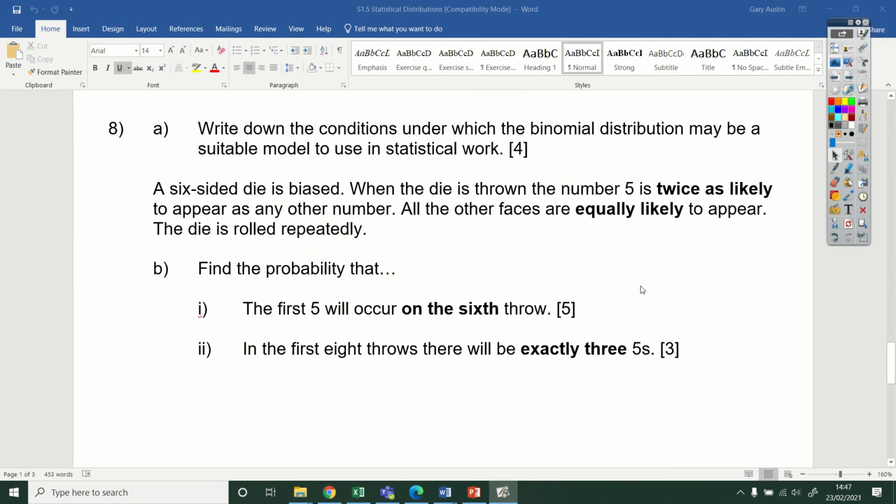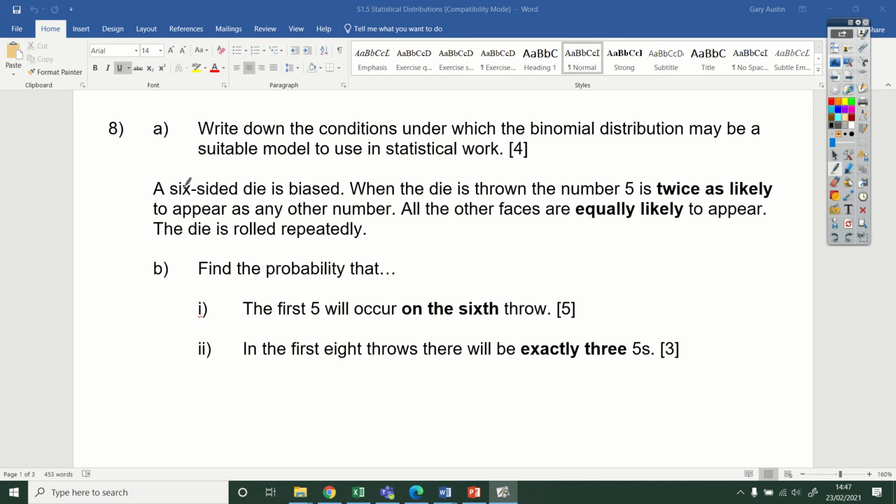Finally, question 8. This one throws you for a bit of a loop. Write down the conditions under which the binomial distribution may be a suitable model to use in statistical work. So we've covered all of those. I've done a video on it, and you should have it in your class notes. So just list, using sentences, please, the conditions under which you'd use a binomial distribution as to what's happening in your scenario for this to work.